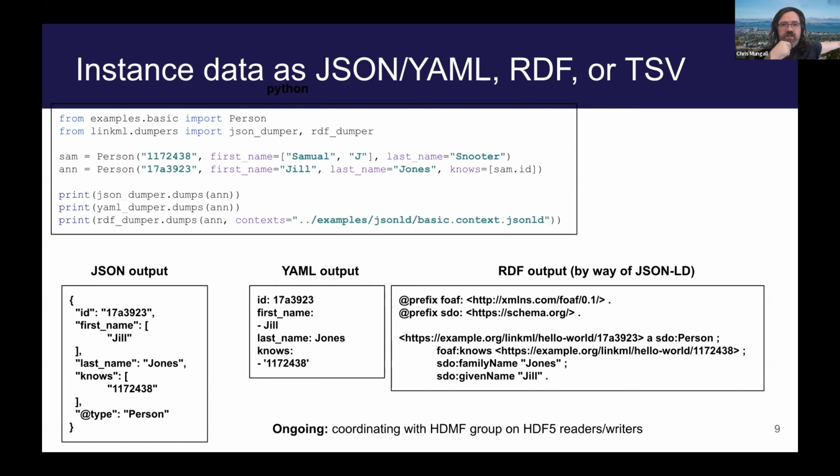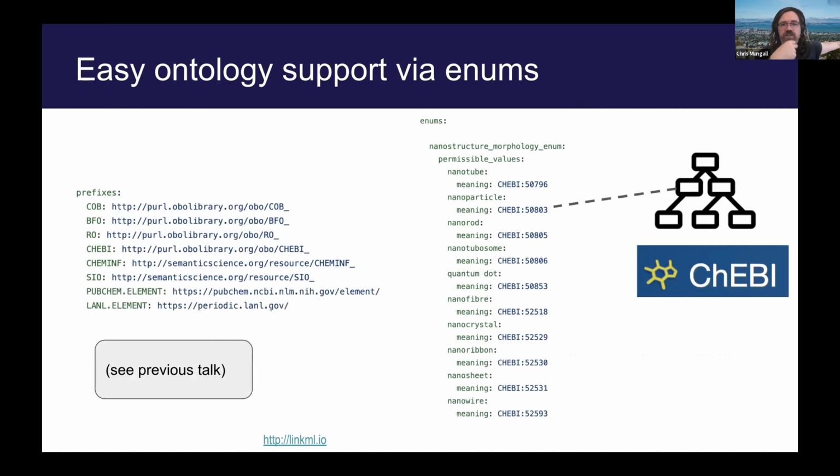We've got some ongoing conversations with a group called HDMF on HDF5 readers and writers. That's not quite there yet, but you can use this right now for either YAML or for any kind of RDF serialization as well. So one way this language goes beyond something like JSON schema is that it does support familiar constructs like enumerations, but it allows these enumerations to be backed by ontologies if you like. So all of the ontologization in LinkML is an optional layer that is nice to have that you can add on, but is not necessary.